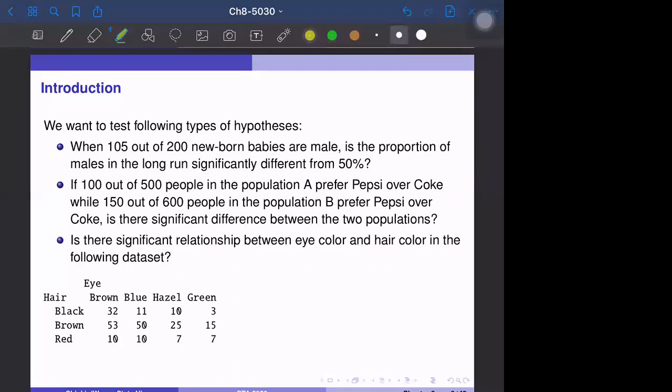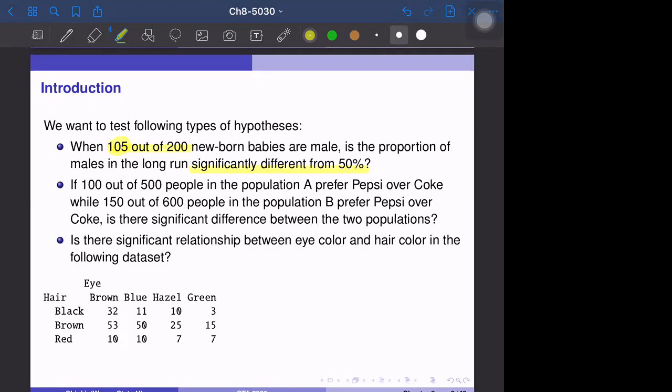So the first one: 105 out of 200 newborn babies are male. Is the proportion of males in the long run significantly different from 50%? So suppose this is data from one hospital, and we want to see if we have more male babies than female babies. But you can see only 200 observations. So 105 is larger than 50%. 50% is 100, but we want to see if it's significantly larger than 50%.